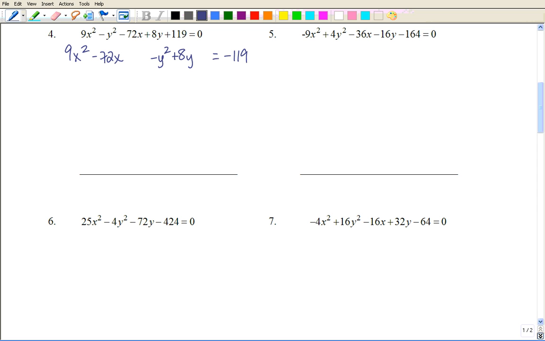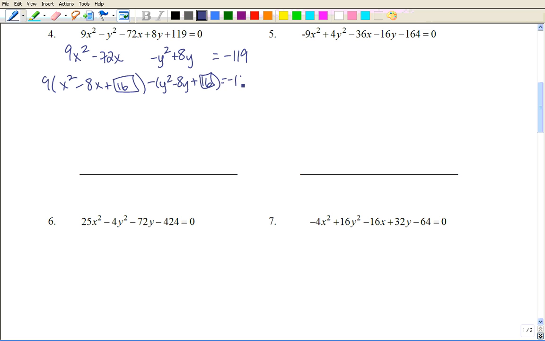So then we have 9 times x squared minus 8x. That's what we'll add in our box. Remember, that's b over 2 squared, so here we'll be adding 16. On the next part, we need to factor out the negative 1. So then we'll have y squared minus 8y. Negative 8 divided by 2 squared is again 16.